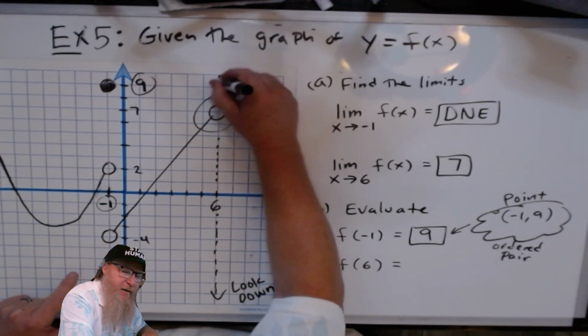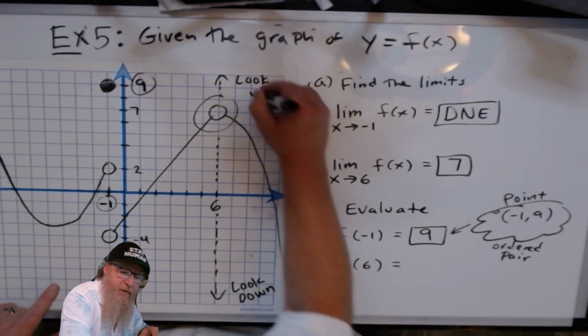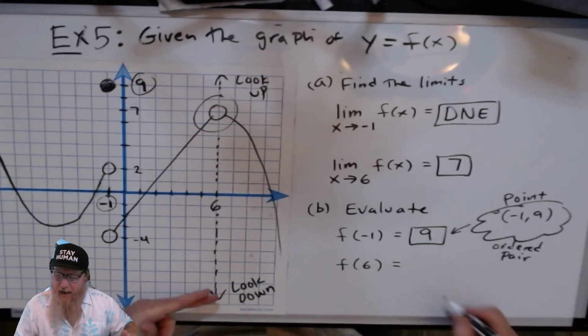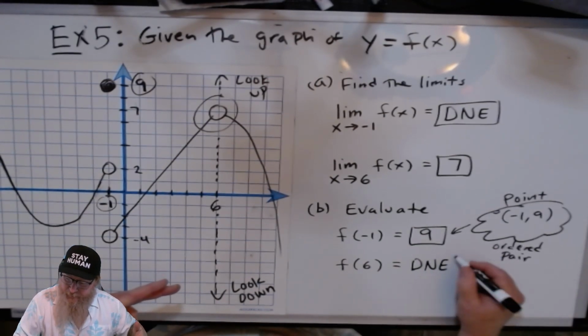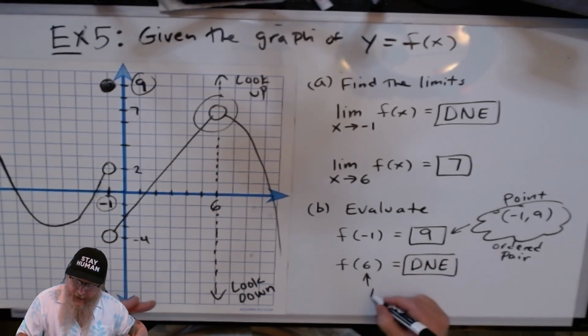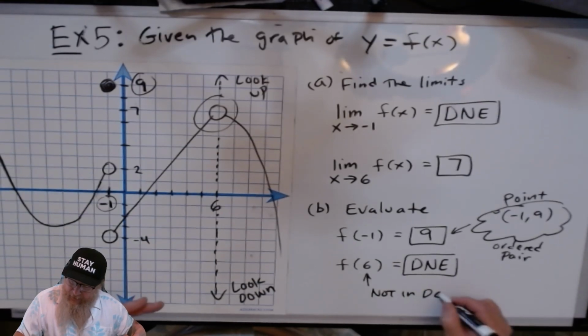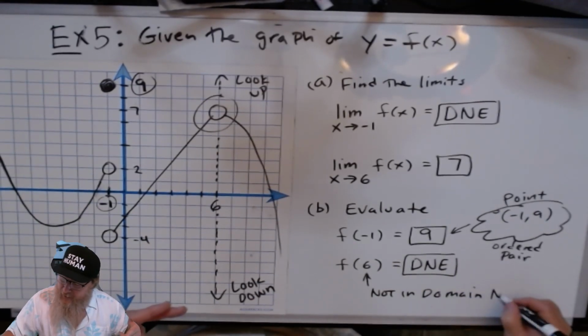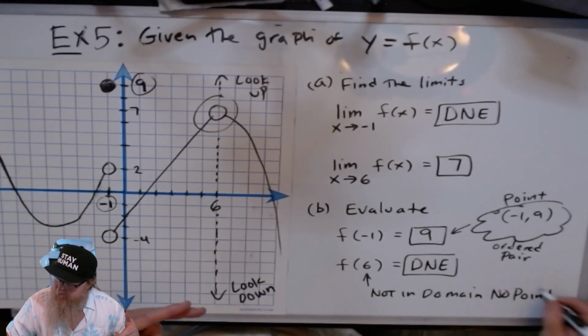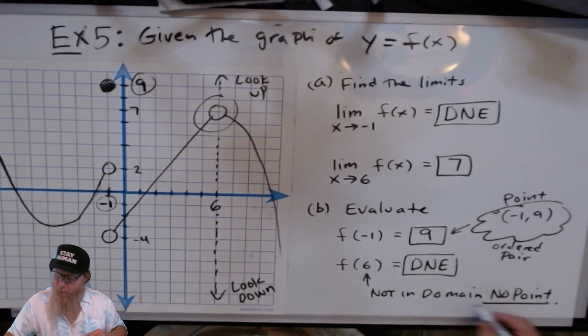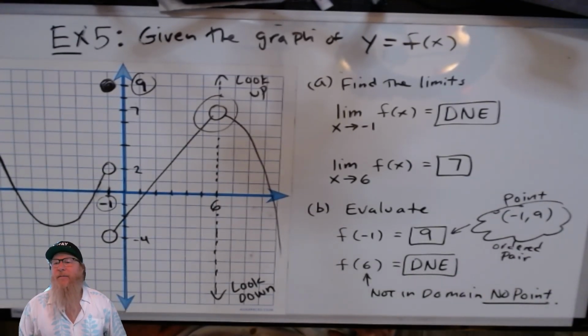And at 6, you're going to look all the way down. Look down, look up. Yeah, there's no dot. 6 is not in the domain. Yeah, there's no point. No point at x equals 6. So no ordered pair exists.